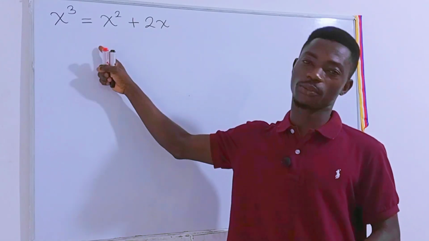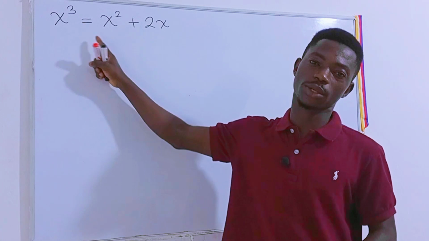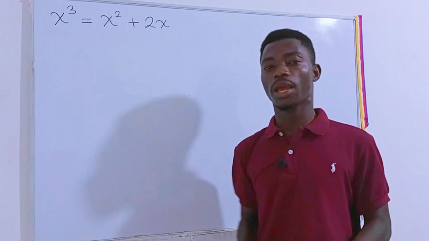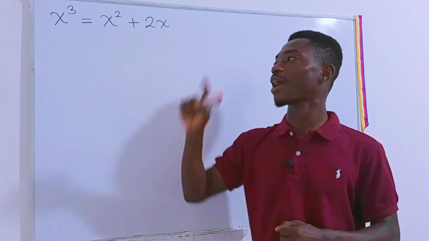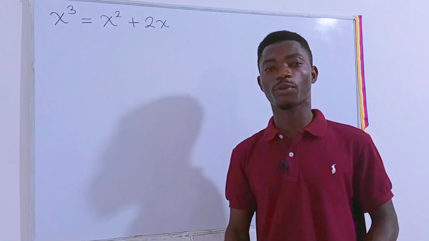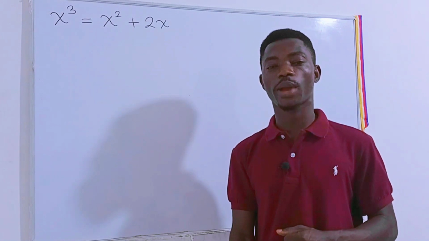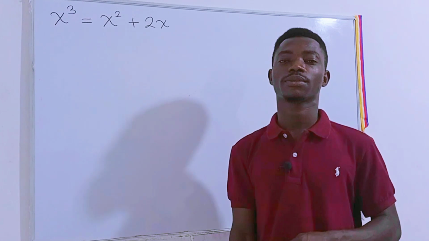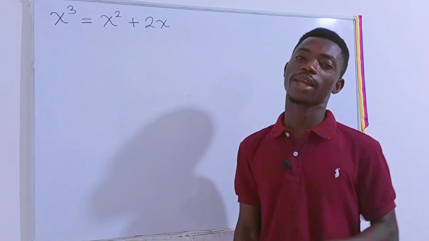We have this question right here. X to the third power is equal to x squared plus 2x. We have to figure out the value of x that will satisfy this equation. And as always, before we start, feel free to pause the video and give it a try first. Are you done? Now let's get right into it.